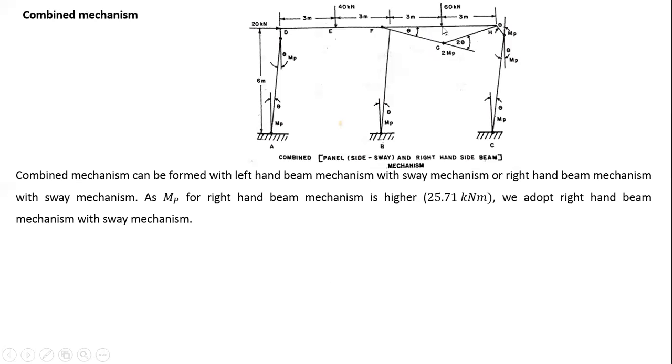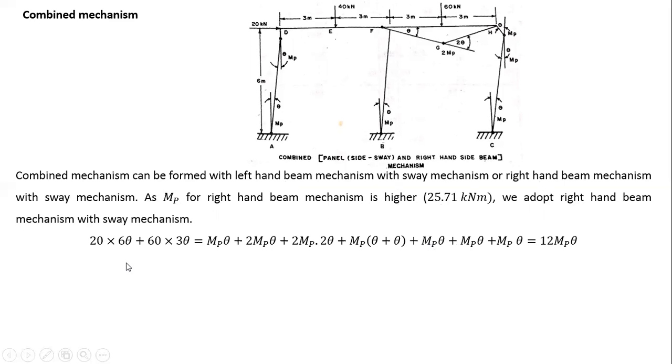So I will combine here with the right beam mechanism, not with the left. Why? Because a combined mechanism can be formed with the left-hand beam mechanism with the sway mechanism, or the right-hand beam mechanism with the sway. Now as MP for the right-hand beam is higher, as I told you in the previous slide, 25.71, we adopt the right-hand beam mechanism with the sway. So we have to combine the sway mechanism with the highest plastic moment capacity of the two beam mechanisms. So the highest one is your right one.